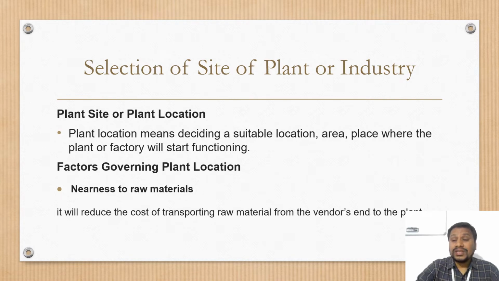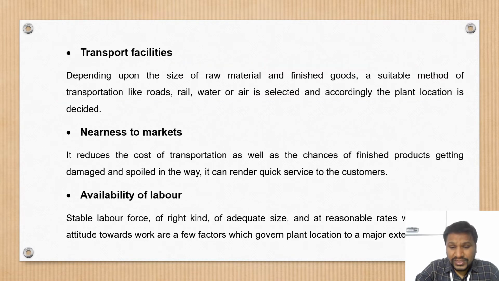Okay, so the second factor is the transport facilities. Depending upon the size of raw material and finished goods, a suitable method of transportation like road, rail, water or air is selected, and accordingly the plant location is decided. So transport facilities is another factor which governs plant location.